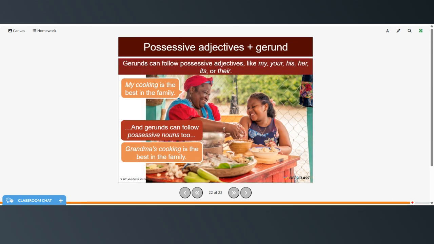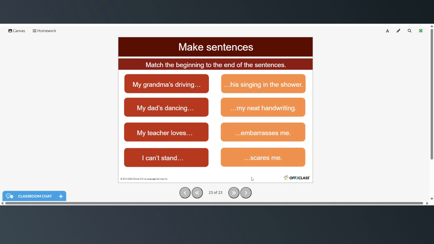Gerunds can also follow possessive adjectives like my, your, his, her, its, or their. My cooking is the best in the family. And gerunds can follow possessive nouns too. Grandma's cooking is the best in the family. Now, match the two halves to make a sentence. Again, pause the video, try these on your own, and then restart when you're ready to check the answers.